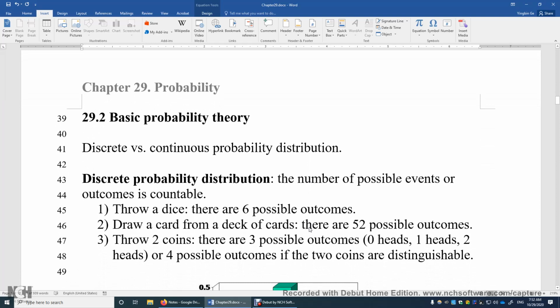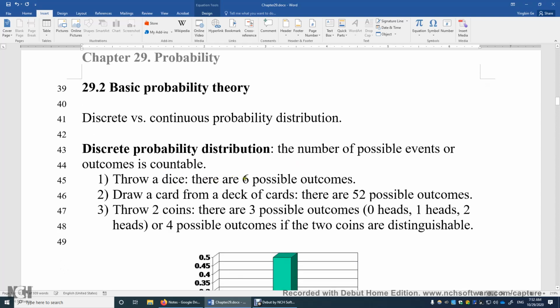Section 29.2, Basic Probability Theory. Now we're talking about discrete versus continuous probability distribution. So first, discrete probability distribution, that means the number of possible events or outcomes is countable. So let me give you a few examples. If you threw a dice, there are 6 possible outcomes. So we have a number 6 here. If you draw a card from a deck of cards, there are 52 possible outcomes.